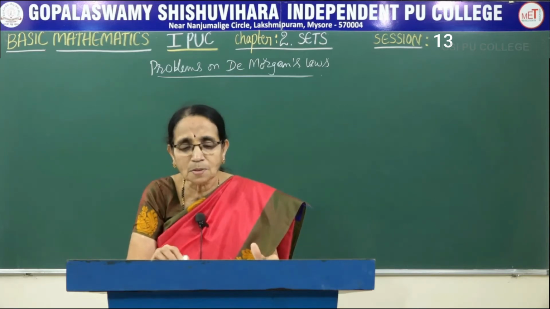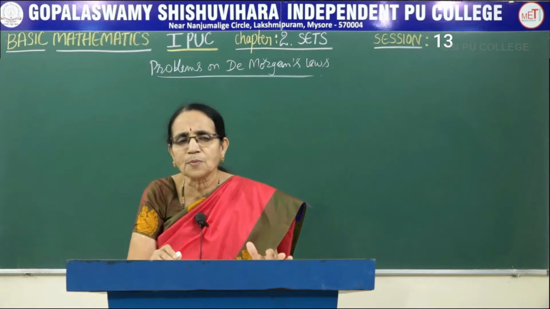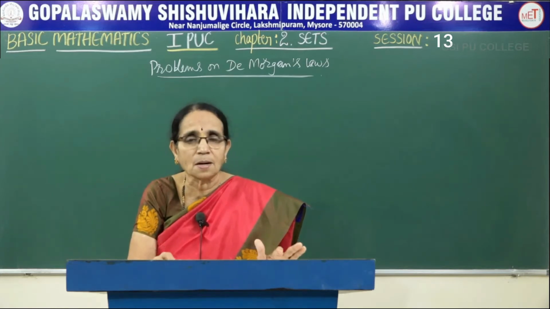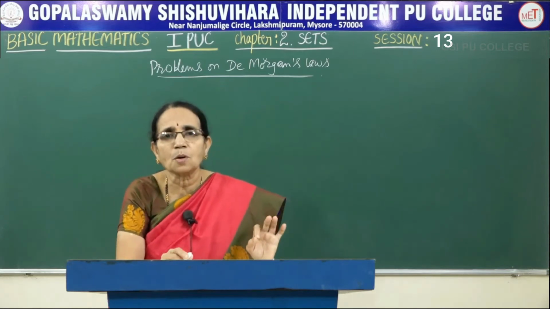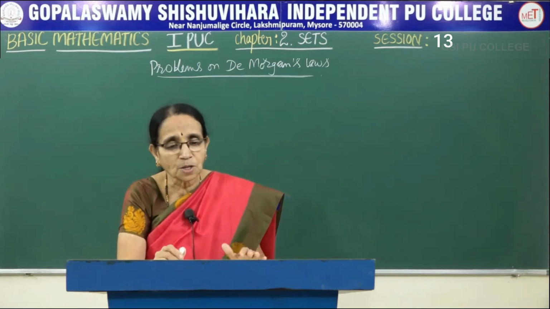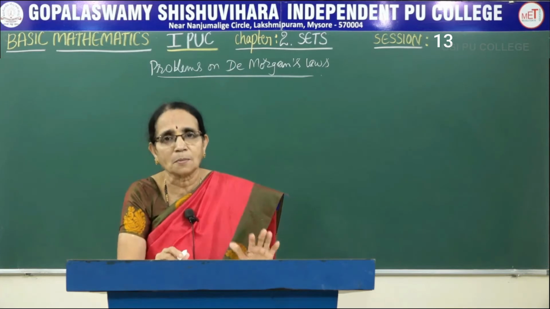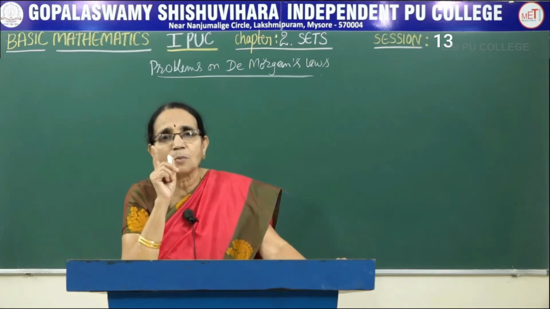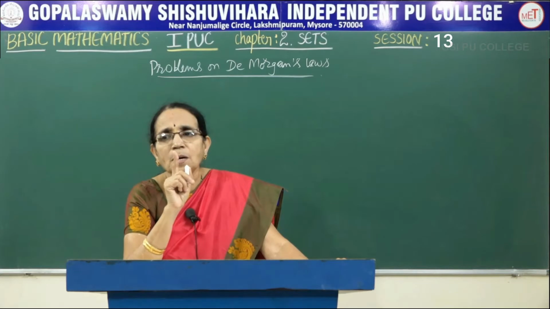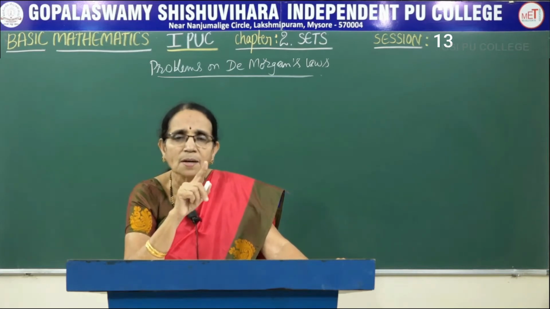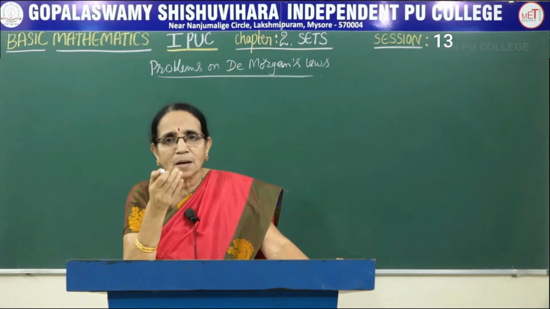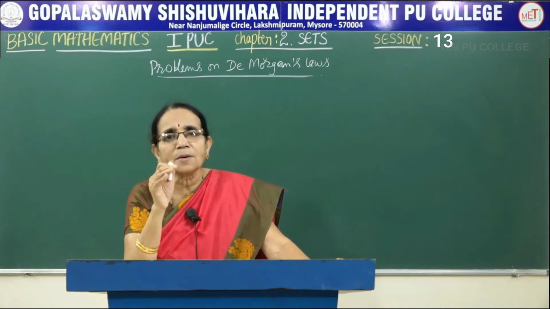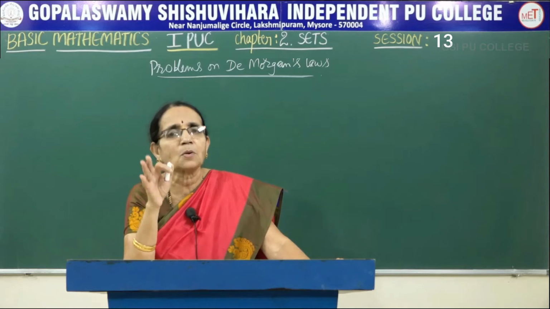Now, these problems are usually asked for a 3-mark question. In today's session, I am going to work out problems in which I prove De Morgan's law. What are the two De Morgan's laws? One is (A union B) whole dash equal to A dash intersection B dash. That is, taking the union and then the complement is as good as taking the intersection of the respective complements.